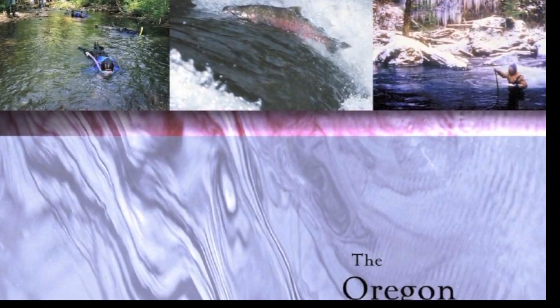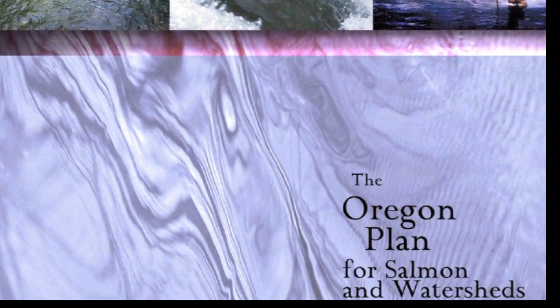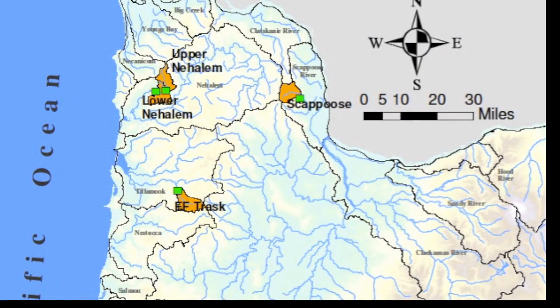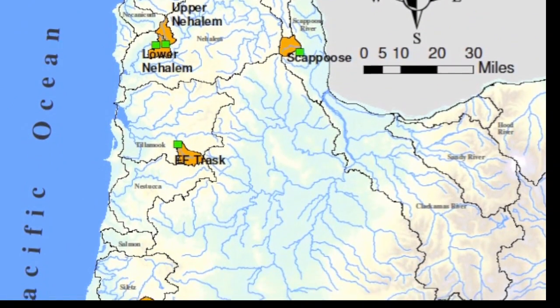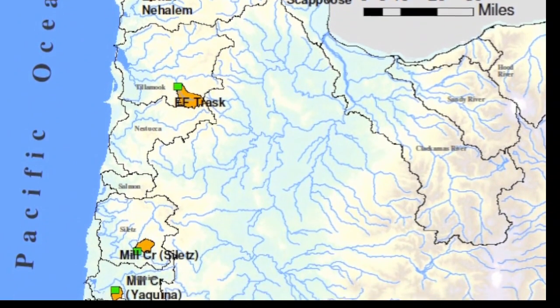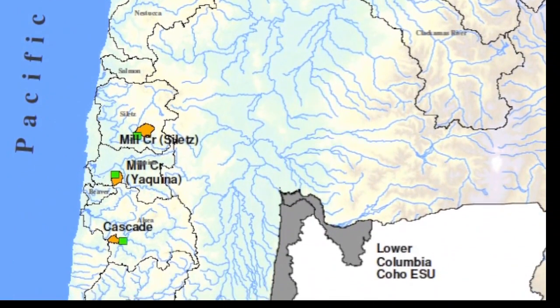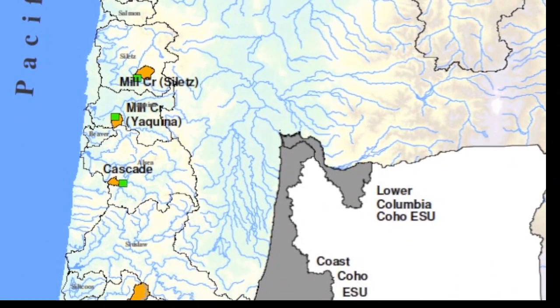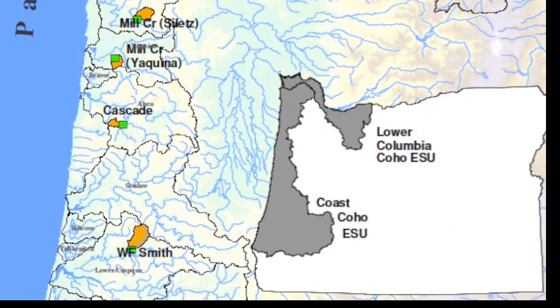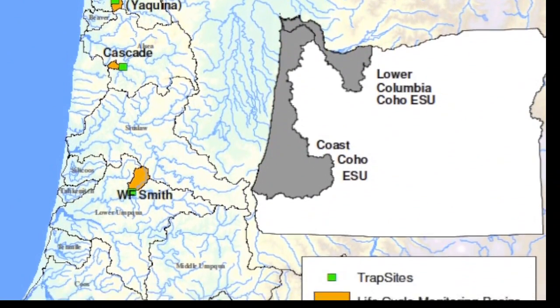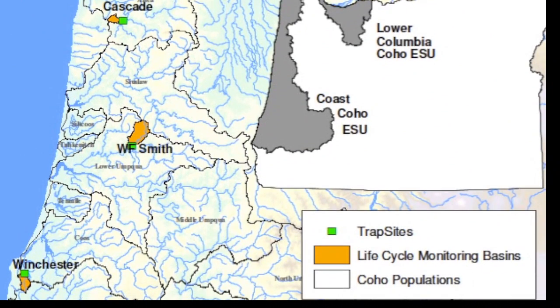In 1997, as part of the Oregon Plan for Salmon and Watersheds, the Oregon Department of Fish and Wildlife began monitoring migration and survival of salmonid fishes in selected basins. From north to south, these basins include North Scappoose Creek, North Fork Nehalem River, East Fork Trask River, Mill Creek Siletz River, Mill Creek Yaquina River, Cascade Creek, West Fork Smith River, and Winchester Creek.